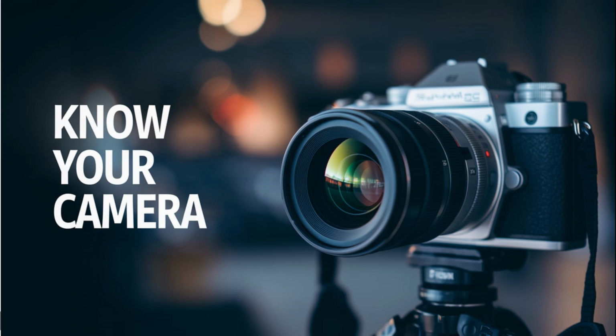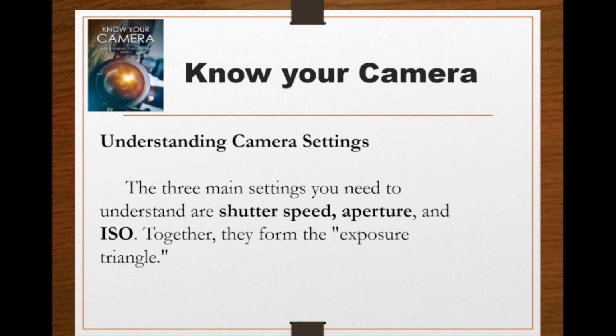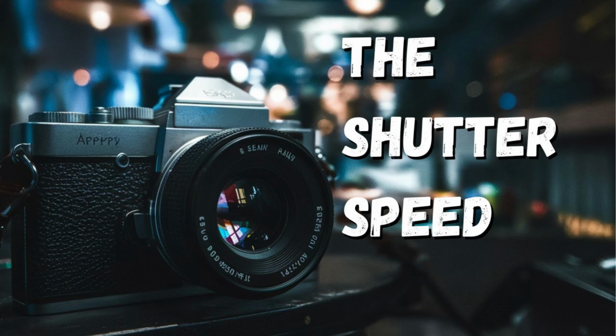So the three main settings you need to understand are shutter speed, aperture, and ISO. Together, they form the exposure triangle. So here they are, the shutter speed, aperture, and ISO. So let's start with the shutter speed.